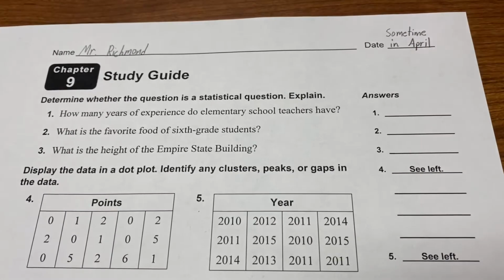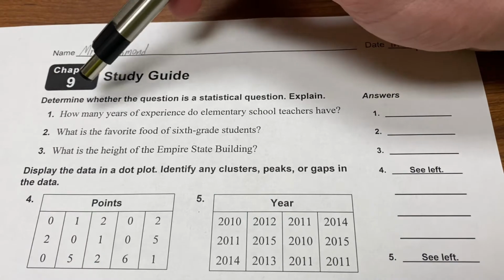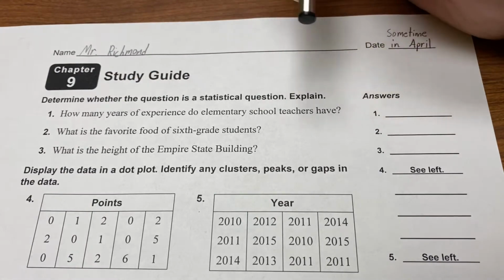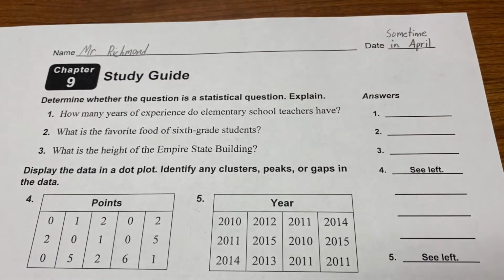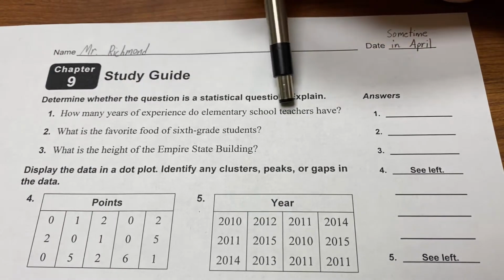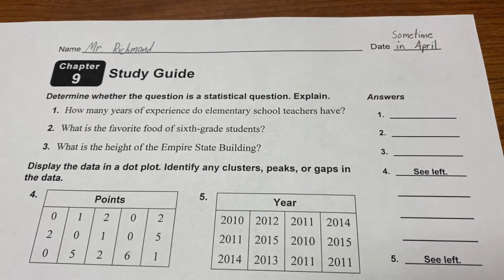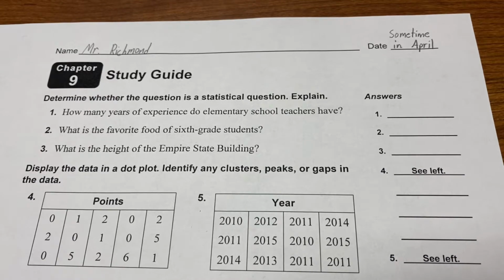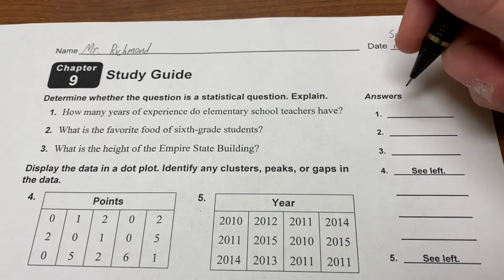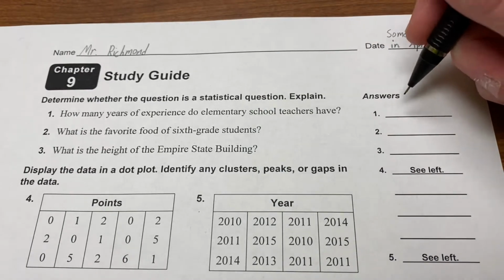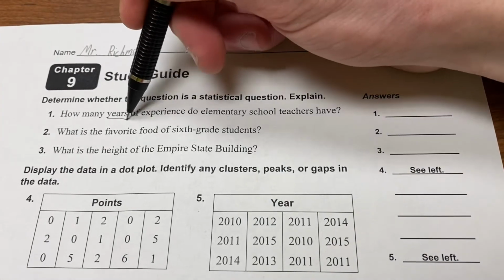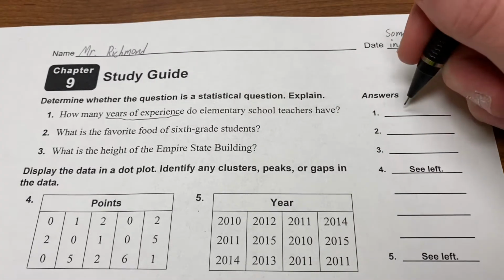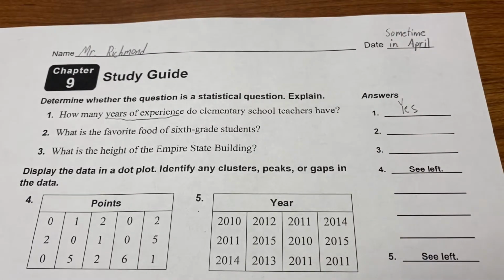All right, so the first 3 questions are asking you to determine whether the question is a statistical question. So remember, when we said a statistical question is a question where you would expect different answers. So number 1, how many years of experience do elementary school teachers have? Now, it could differ for every elementary school teacher. One teacher might have 2 years of experience, another teacher might have 6 years of experience. So we can say that this is a statistical question because years of experience could be different for everyone. So I'm going to say yes.